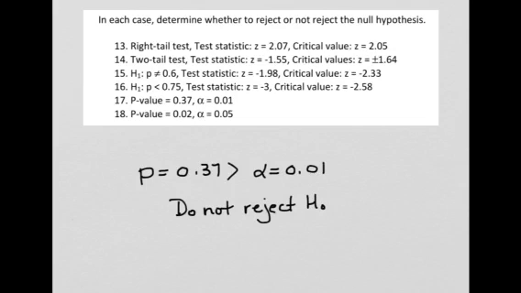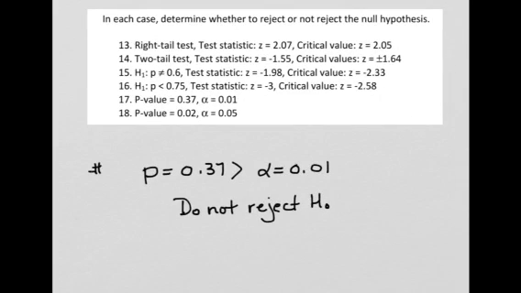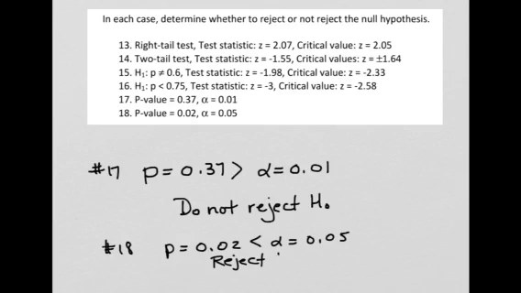And in 18, p-value is 0.02, which is less than alpha, which is 0.05. So in that case, we would reject the null hypothesis. And that's how you do those problems.